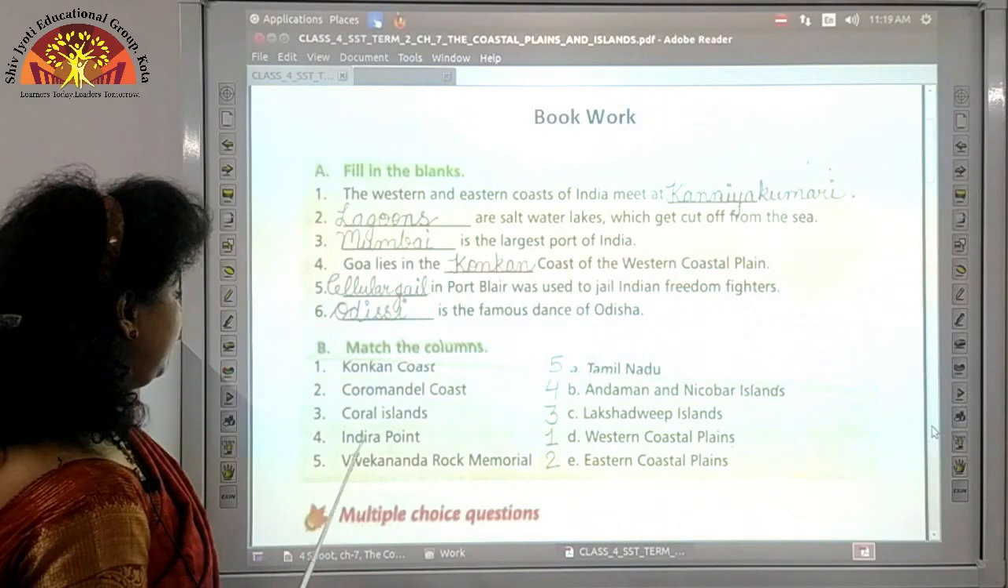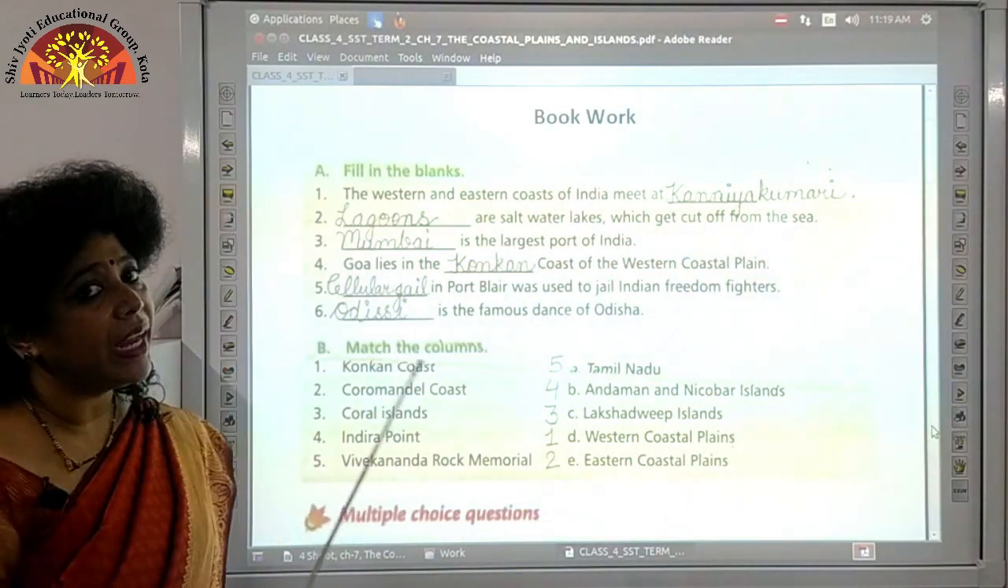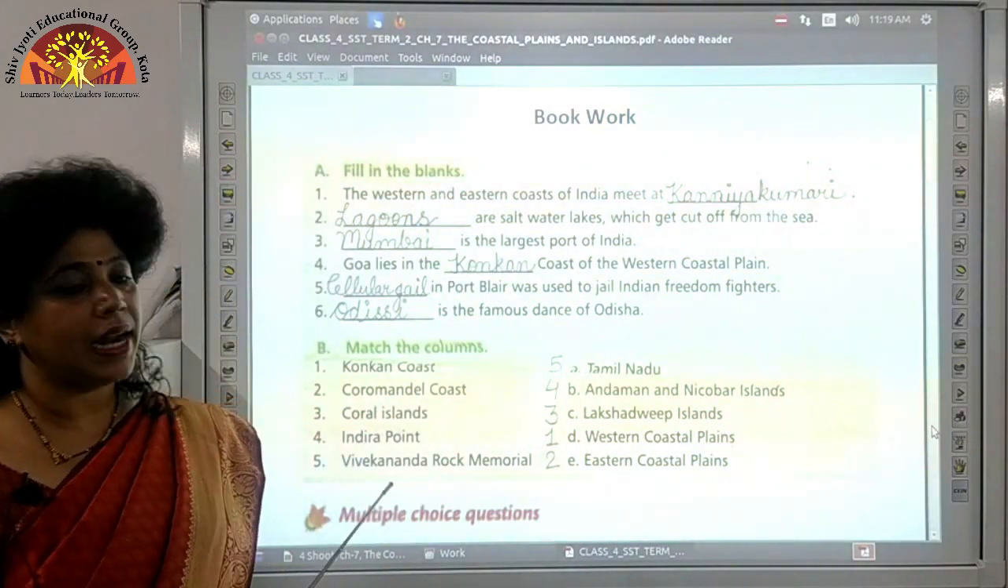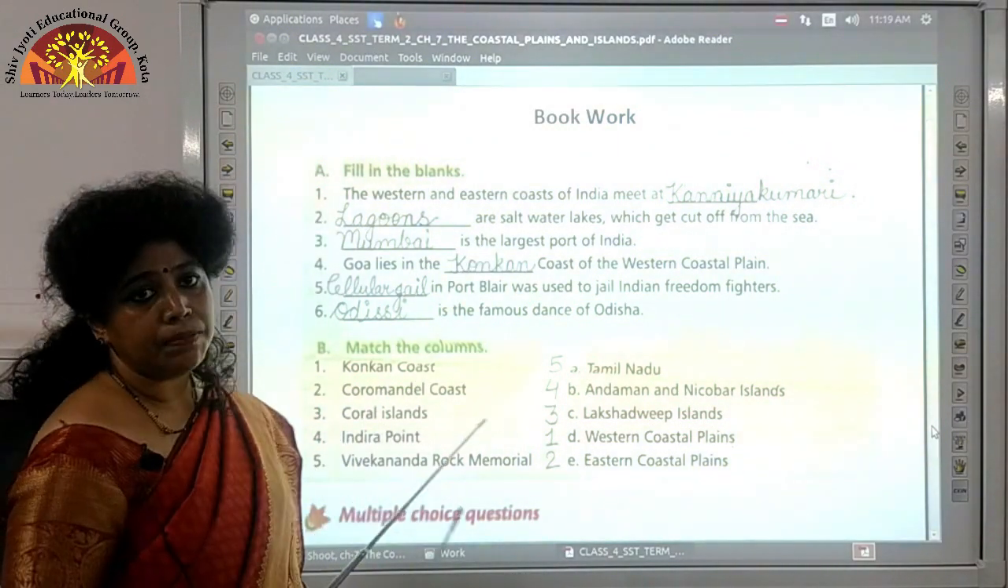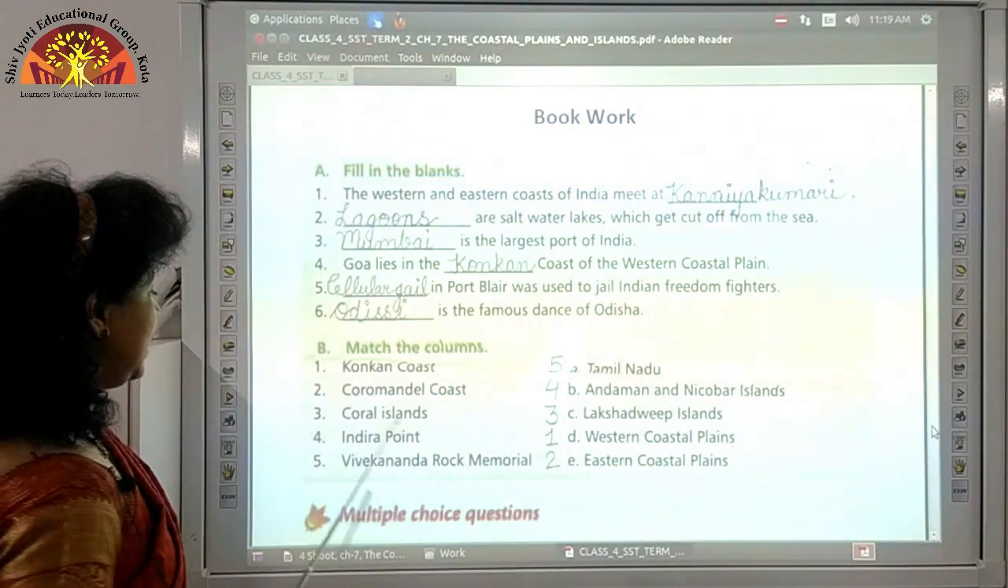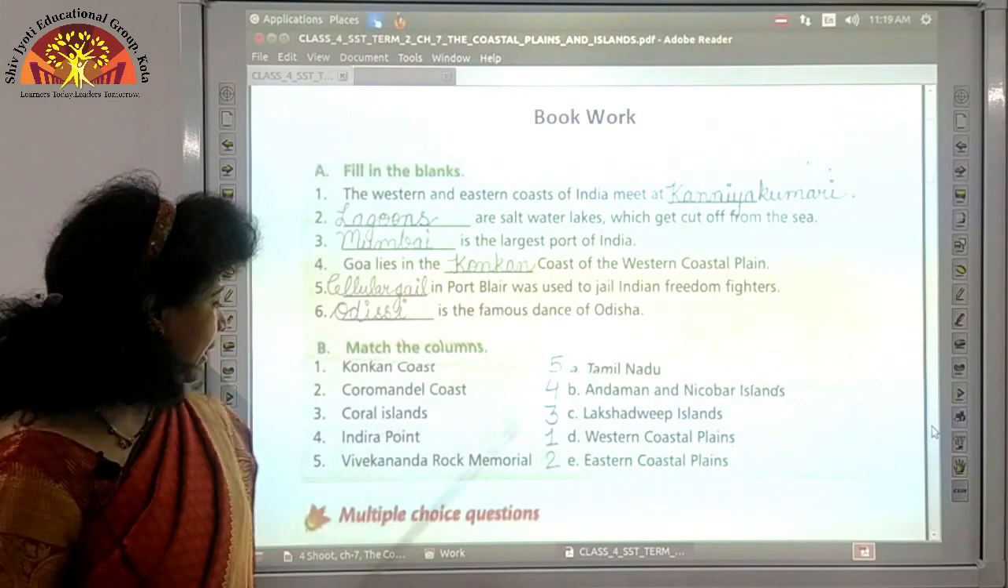And in question 4, Indira Point, where do you find Indira Point? You find Indira Point in the Andaman Nicobar Islands, and it is the southernmost tip of Andaman Nicobar Islands. At the same time, it is the southernmost point of India.